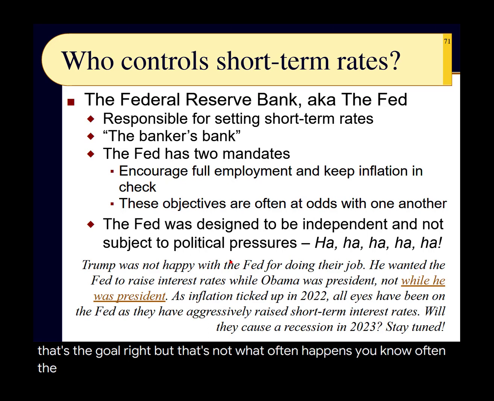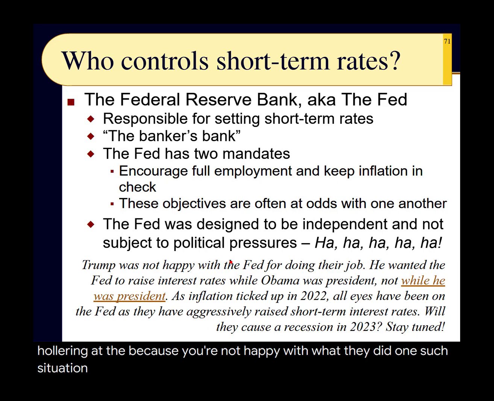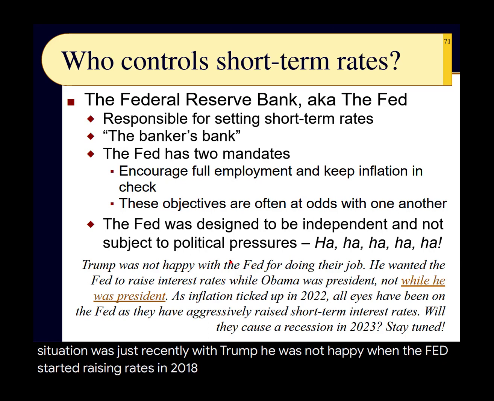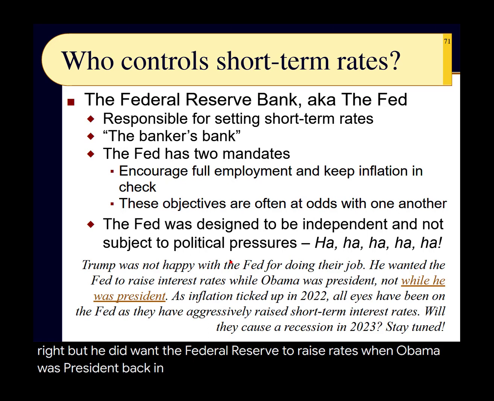Often the president will say, "We want the Fed to be independent." Meanwhile, they're calling them up and screaming and hollering at them because they're not happy with what they did. One such situation was just recently with Trump. He was not happy when the Fed started raising rates in 2018, 19 because the economy was doing better, right? But he did want the Federal Reserve to raise rates when Obama was president back in 2014.